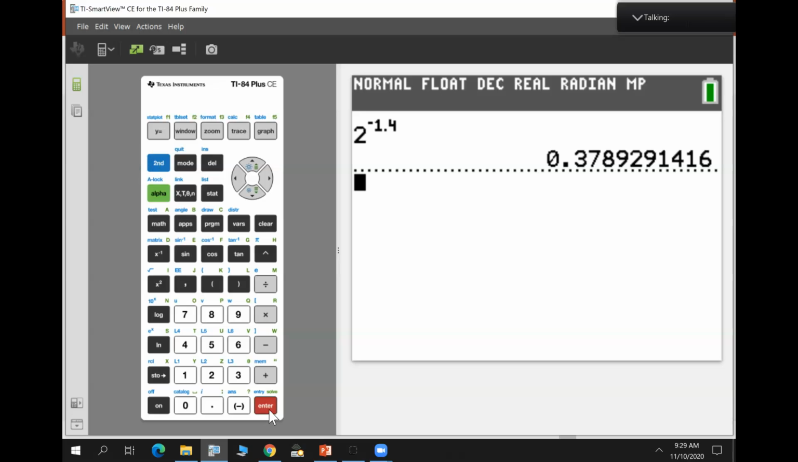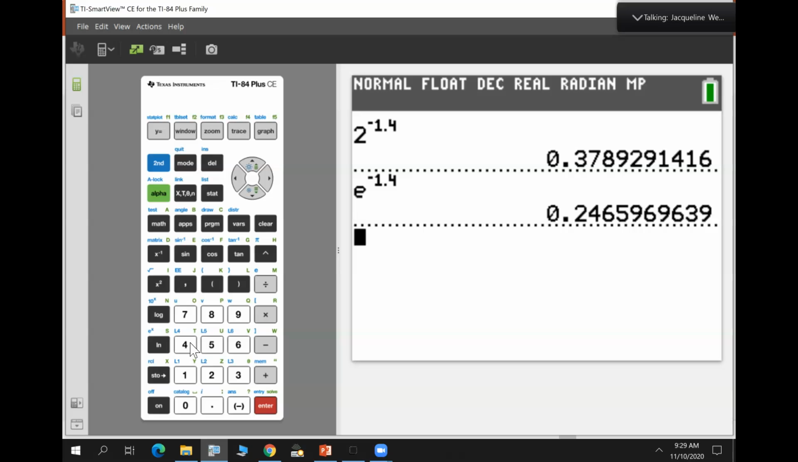All right, there are 2 different places that you have an E button on your calculator. There's one above ln, and that's the one that I'm going to use. So second ln. There's another one over the division symbol. But e to the negative 1.4.